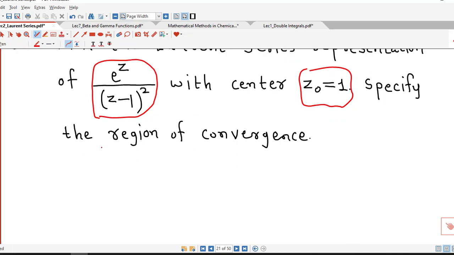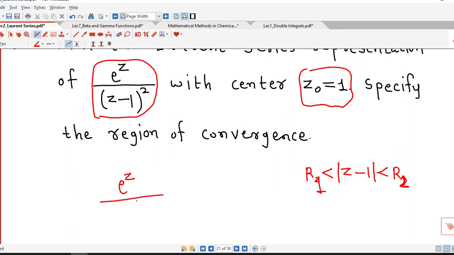So here our function is e raised to z divided by z minus 1 square, and we have to find out the Laurent series with center z equal to 1. That means we have to find the Laurent series in powers of z minus 1. So first we have to decide the annular domain with center z equal to 1, that is, in which annular domain our function is analytic.